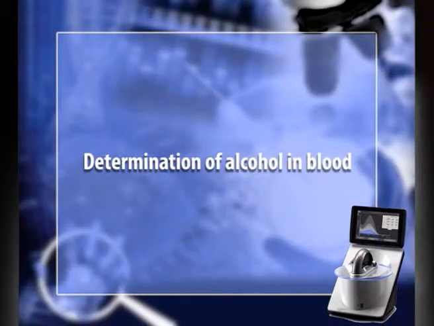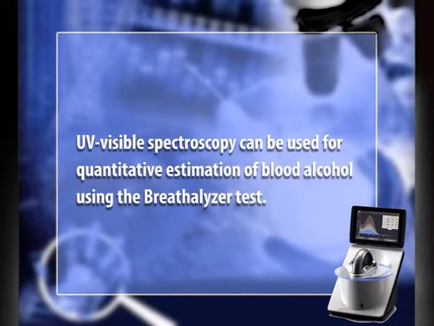Determination of alcohol in blood. UV visible spectroscopy can be used for quantitative estimation of blood alcohol using the breath analyzer test. In this test, the sample of breath of a person is passed through an acidic solution of potassium dichromate, which is orange in color.